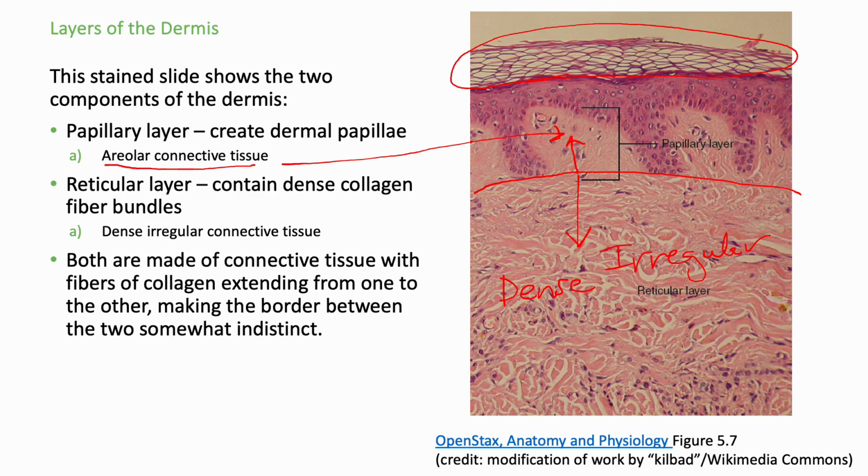Now, collagen is present in both layers. It's the type of connective tissue, how much collagen there is and how it's arranged, that differs. But as I mentioned, we do have collagen that extends through the layers to make those connections better.